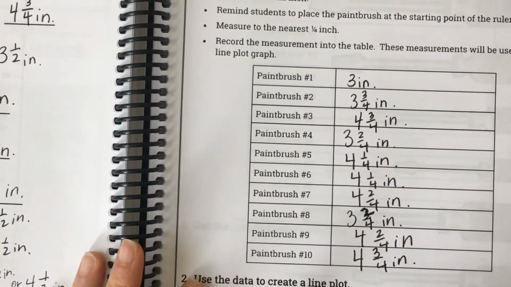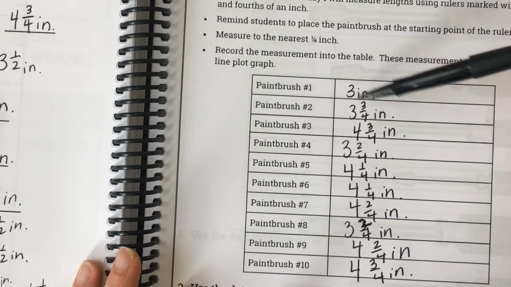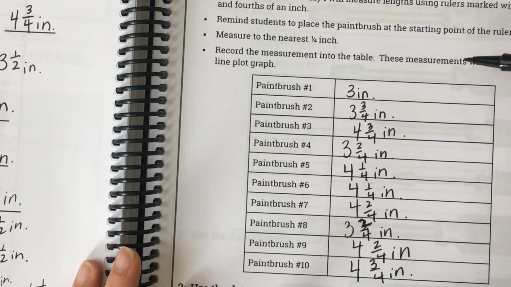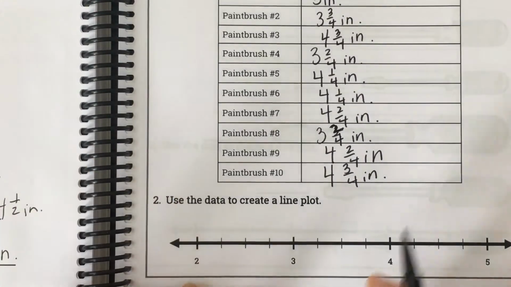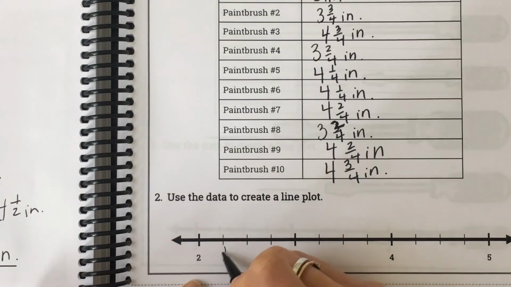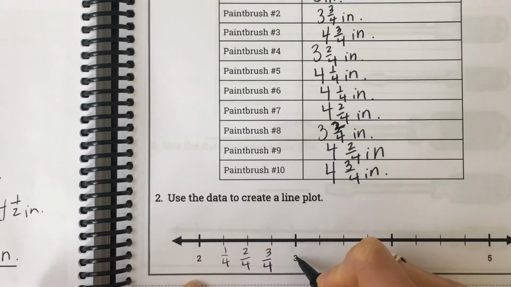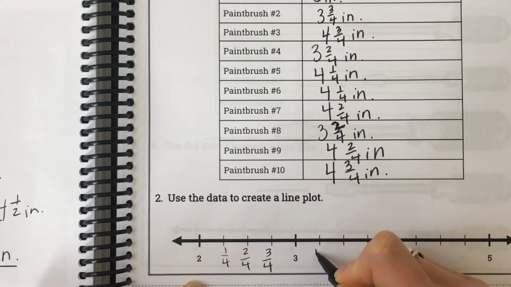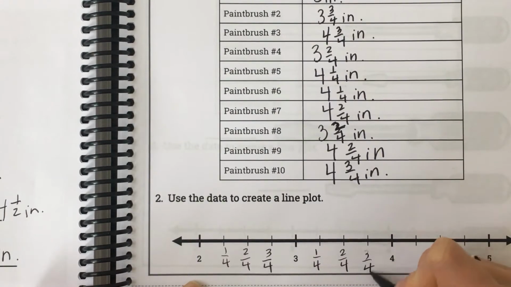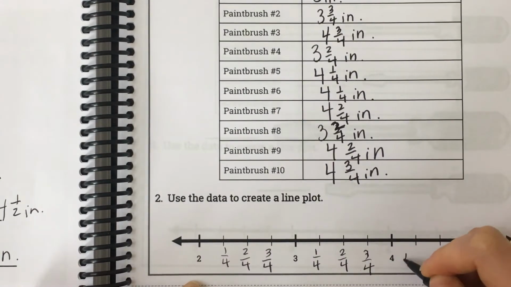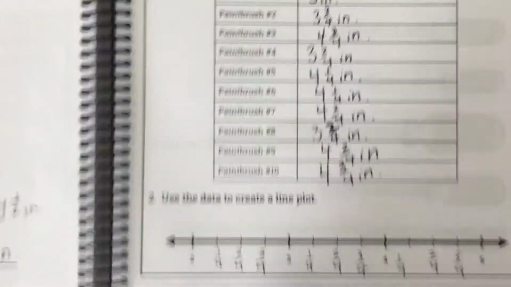Okay, so it says that we are going to record our measurements in the data, which we did, and then we are going to plot our line plot, okay? So here's my line plot, and if I remember, it's 2 1/4, 2 2/4, 2 3/4, and then 3 inches, 3 1/4 inches, 3 2/4, 3 3/4, 4 inches, 4 1/4, 4 2/4, 4 3/4, and then 5 inches.